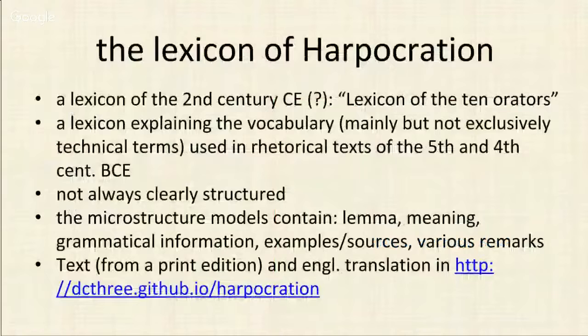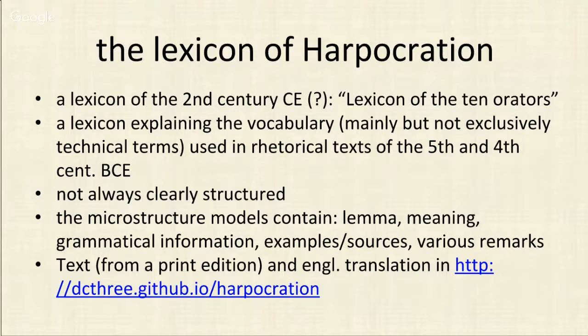It is the lexicon of Harpocration. It is a lexicon, again, of the 2nd century CE, perhaps. It's called Lexicon of the Ten Orators. Harpocration explains vocabulary, mainly but not exclusively technical vocabulary, that rhetorical texts of the 5th and especially of the 4th century BCE used.